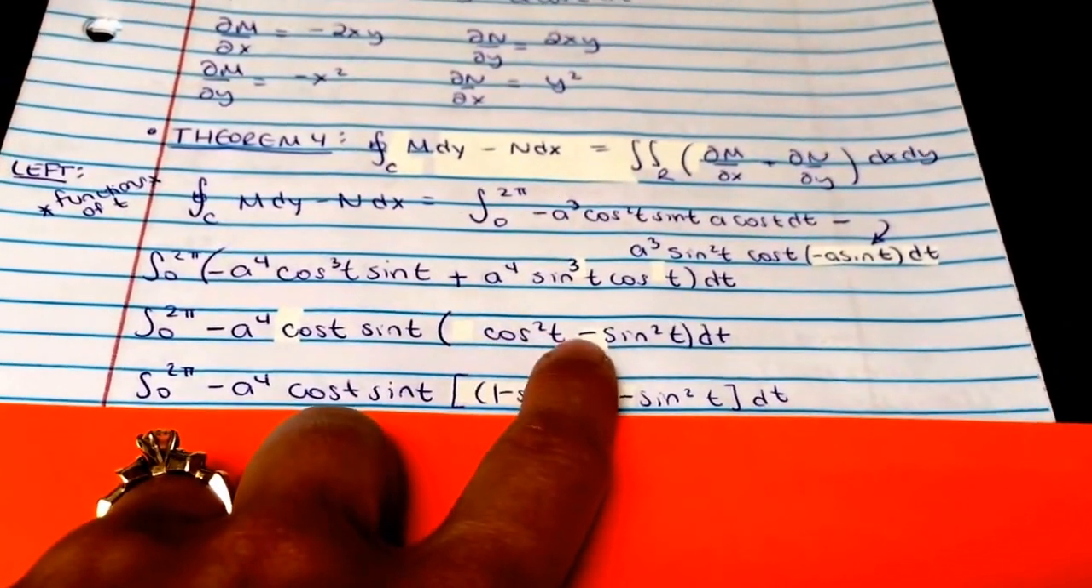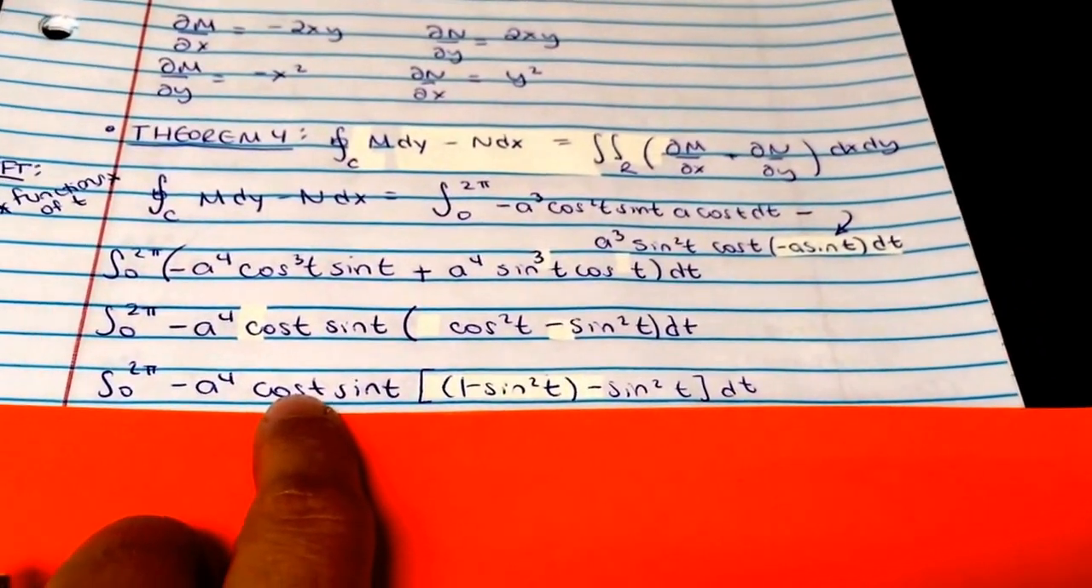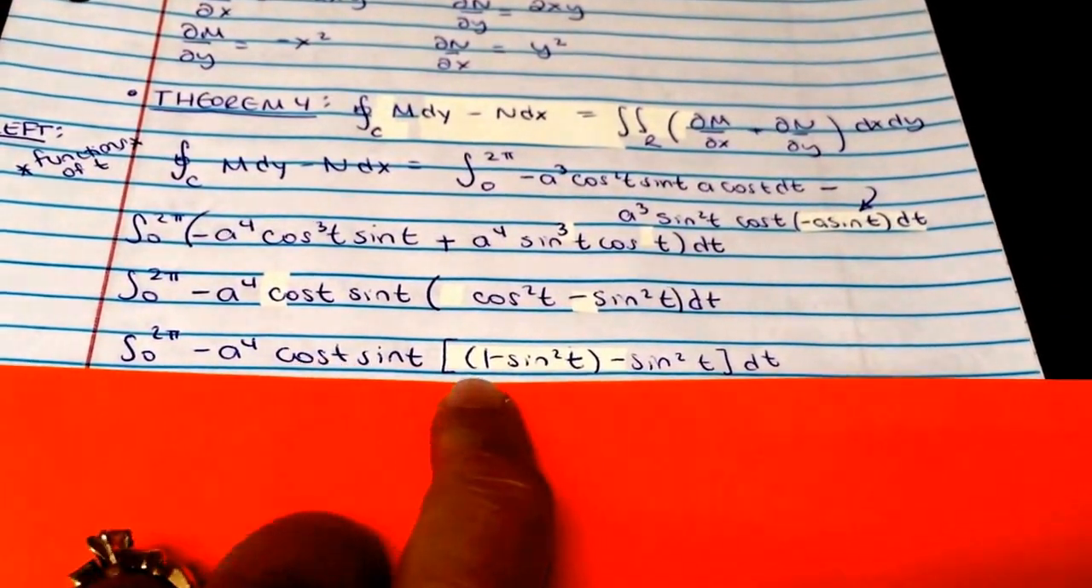I was going to use cosine squared minus sine squared is cosine 2t, but then it was going to mess me up having this other cosine, so that didn't work. That's what all that whiteout's about. So this is going to work.